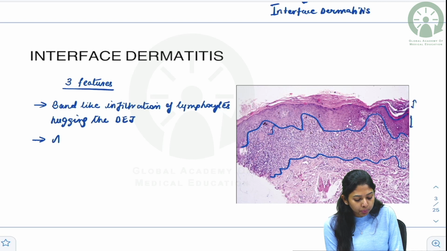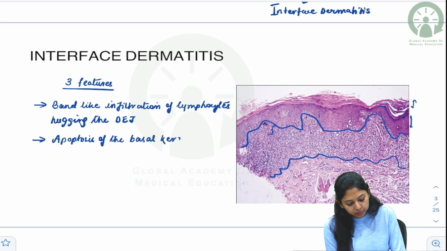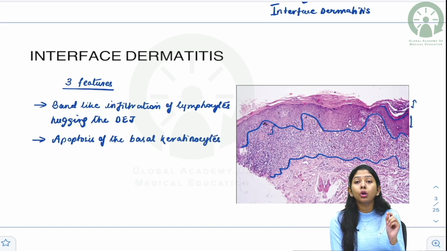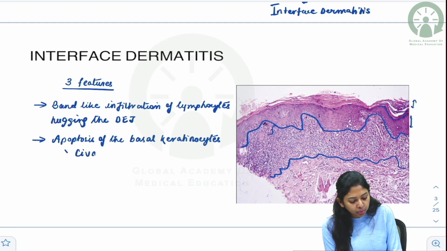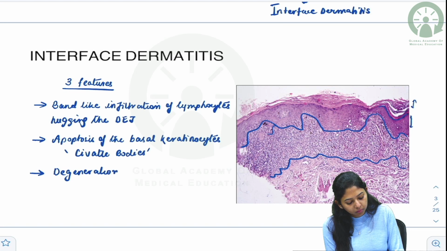Then there is apoptosis of the basal keratinocytes. What are these apoptotic bodies in lichen planus called? They are called cavate bodies, okay. And there is degeneration of the basal cell layer.